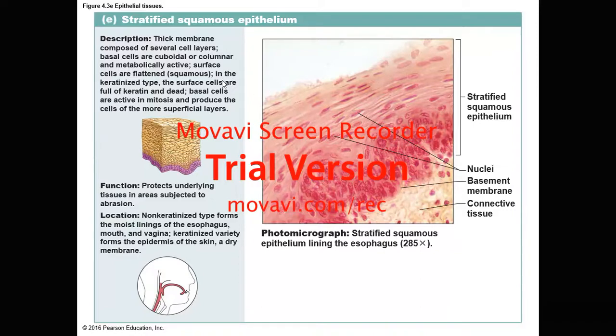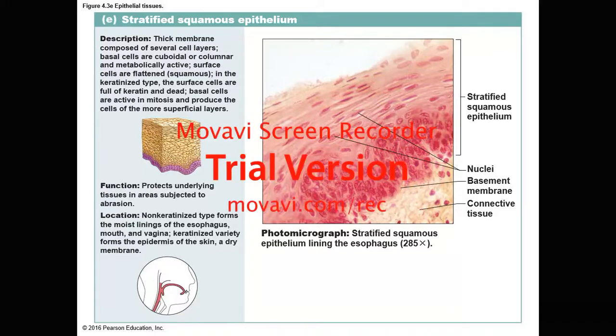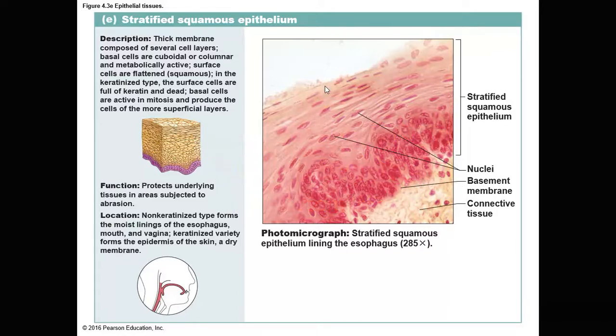But the basal cells are metabolically active. Okay. Surface cells are flattened and they are the keratinized type. The cell surfaces are full of keratin and dead. So with the skin that's keratinized, the top surface is going to be full of keratin and they're going to be dead.